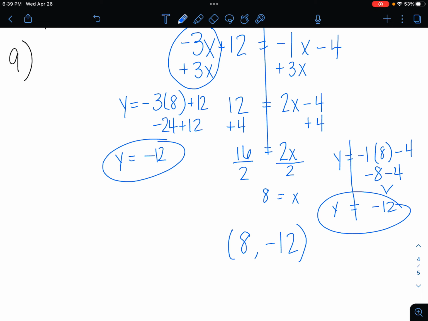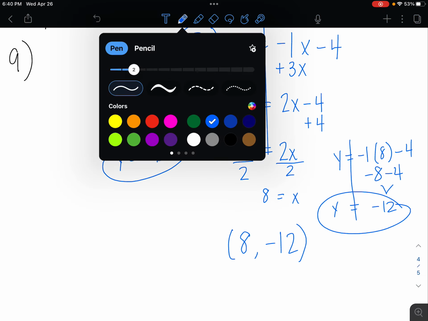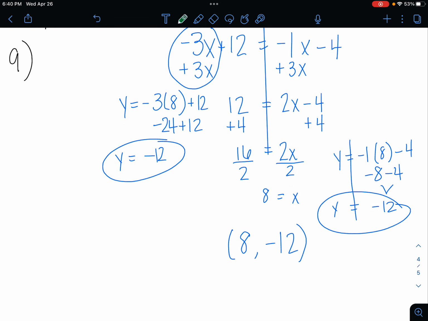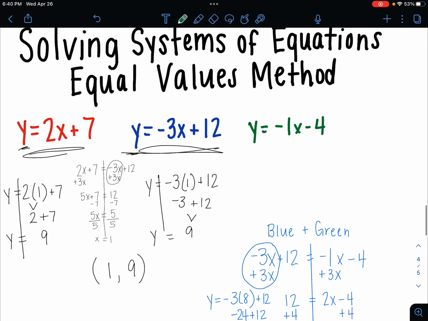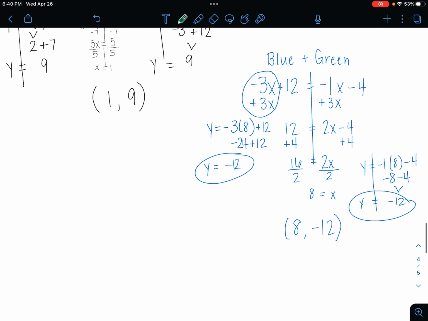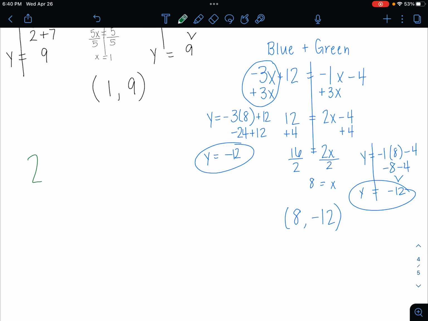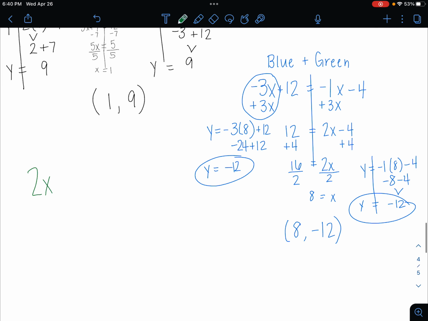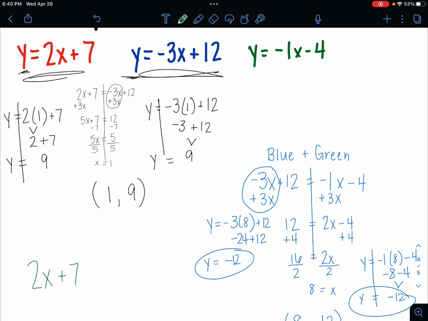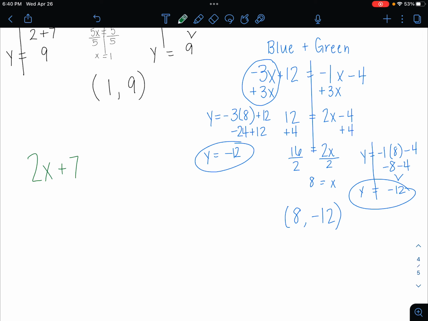All right, now the last one that we have to test is our red versus green. So we are going to do that one. We're just going to really quick write down those two equations. The red one is y equals 2x plus 7. And the green one is y equals negative 1x minus 4. So now we're testing red and green. When are those two equations the same?